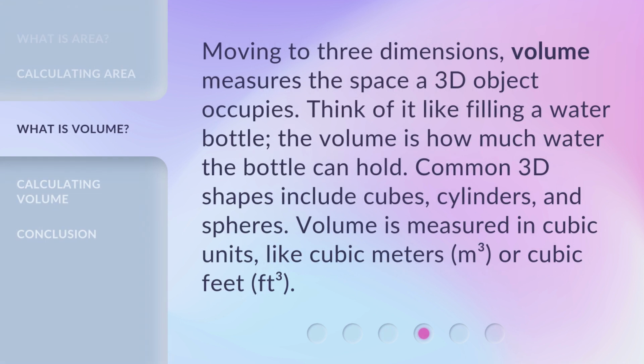Moving to 3 dimensions, volume measures the space a 3D object occupies. Think of it like filling a water bottle. The volume is how much water the bottle can hold. Common 3D shapes include cubes, cylinders, and spheres. Volume is measured in cubic units, like cubic meters, m³, or cubic feet, ft³.